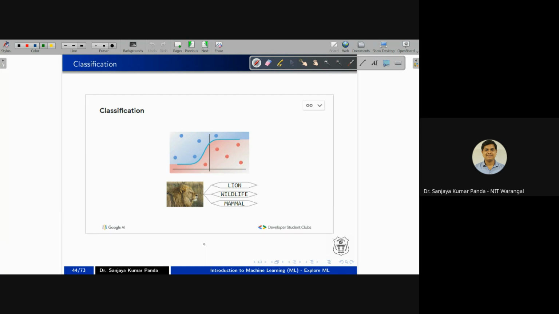For example, in the lion case, a lion is a wildlife animal, and it is also a mammal. So based upon that, I can do it. That is called classification. There are several techniques under classification.